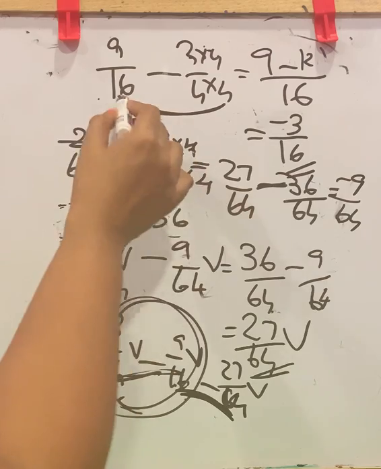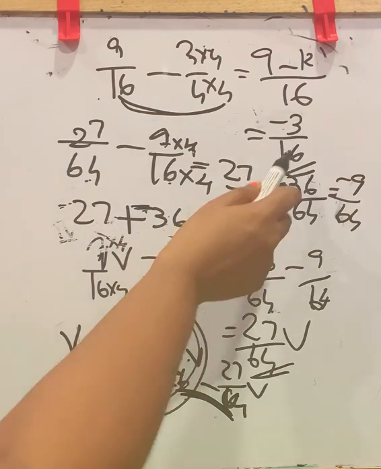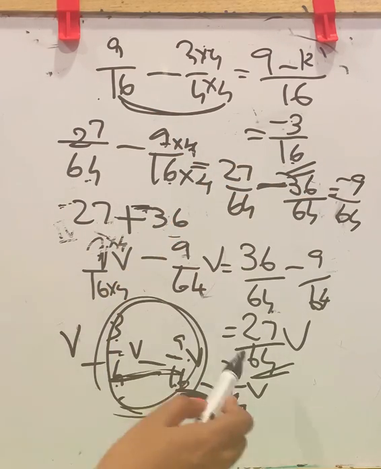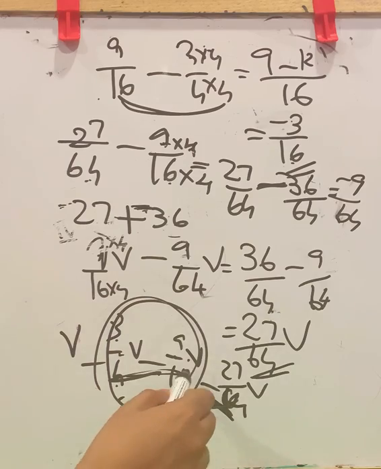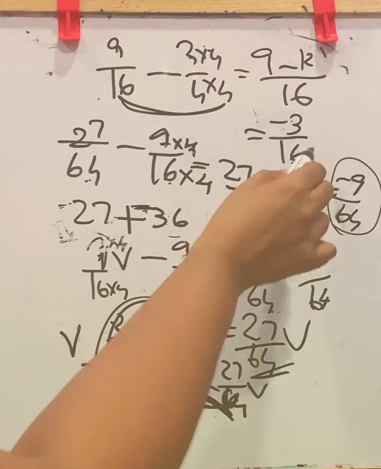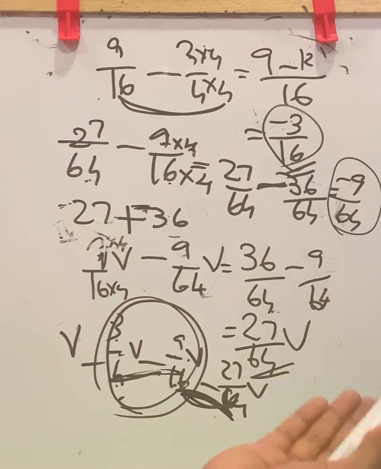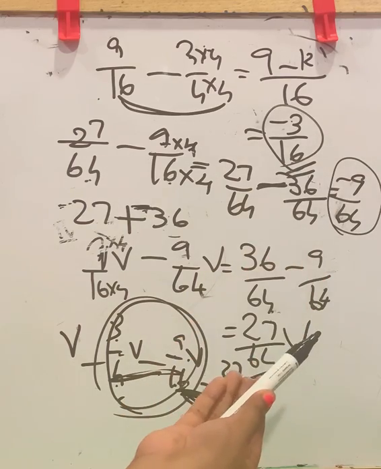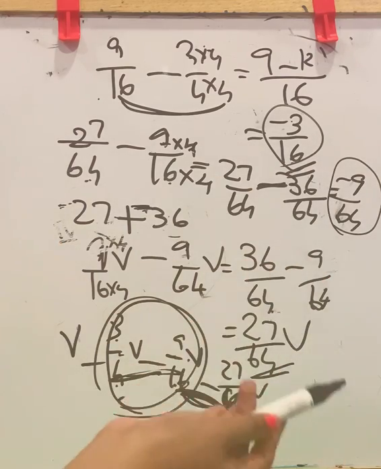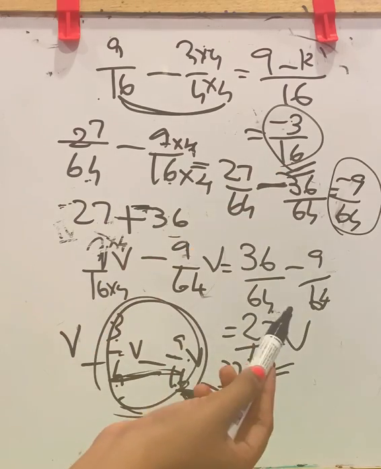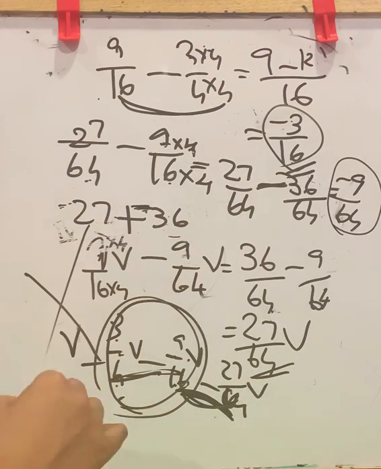Here the difference between the second and third term is minus 3 by 16, and the difference between the fourth and third term is minus 9 by 64. It is not a common difference, it is simply a difference. So we have no common difference here. Both are different. So this is not an AP.